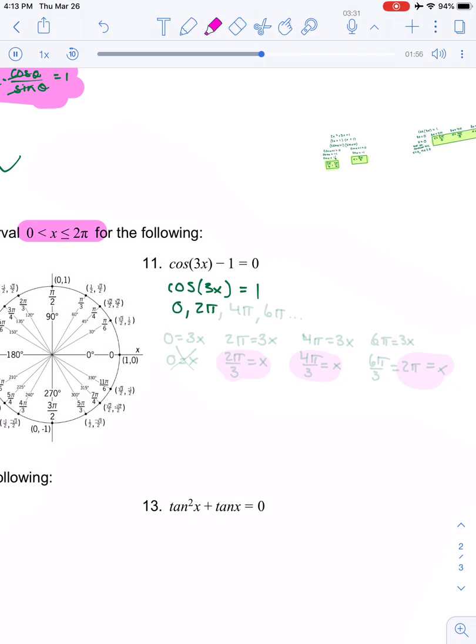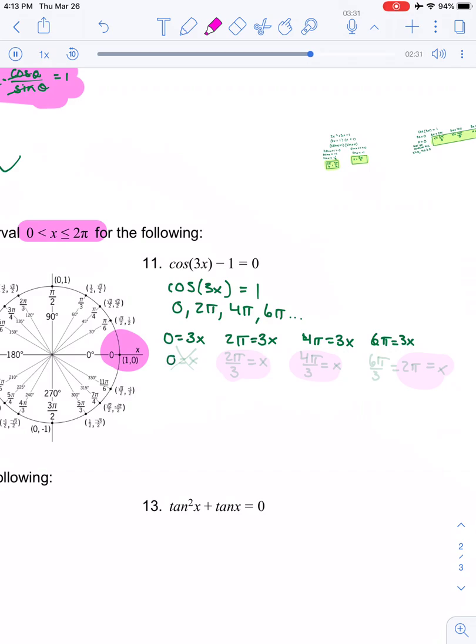0, 2 pi, 4 pi, 6 pi, etc. So I'm just going to put a dot, dot, dot there. Now, a little trick here is that we know that cosine of 0 is equal to 1. So I'm going to set 0 equal to 3x. I am also going to set 2 pi equal to 3x, 4 pi equal to 3x, and 6 pi equal to 3x, and then solve for x.